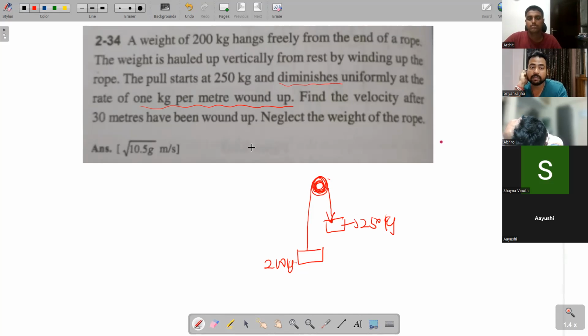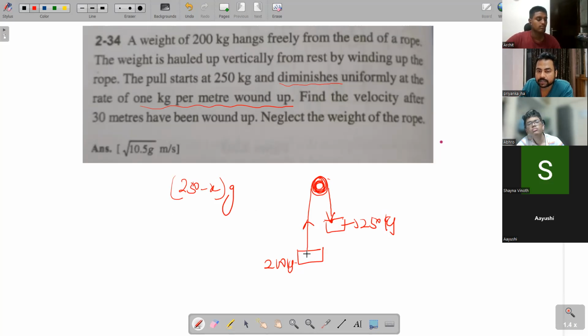Suppose 1 meter of wire rope is wound up, in that case the pull will decrease by 1 kg. If you multiply by g, you will get the force. So if x meters are wound up, how much will this pull decrease? x kg. Initially it was 250 kg, but if x meters are wound up, x kg will be decreased. This pull, if you multiply by g, you get the force.